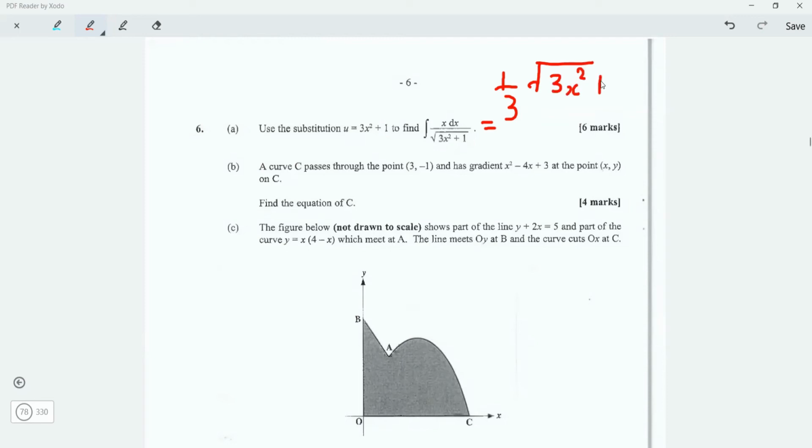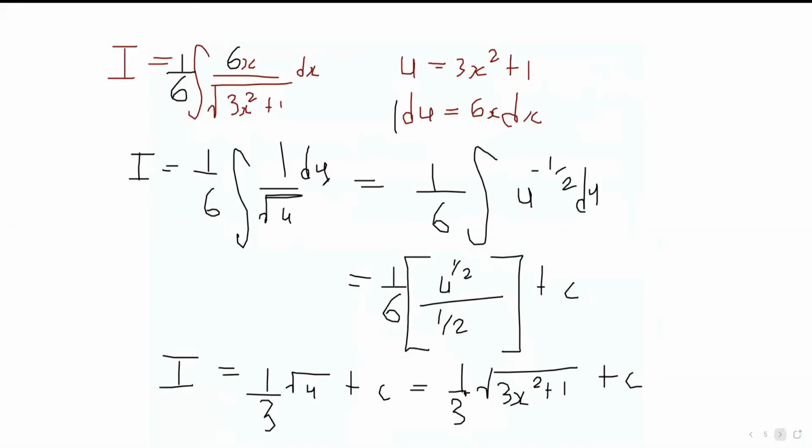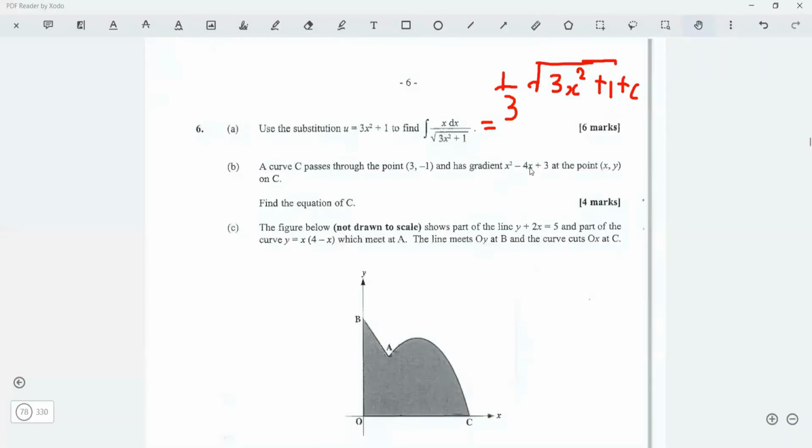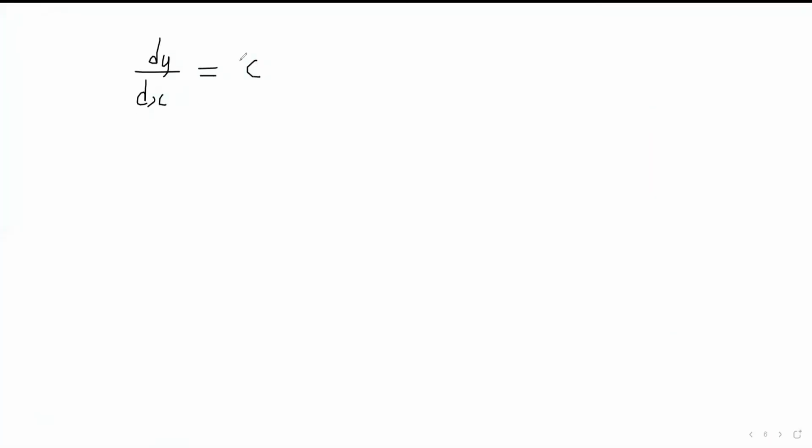Now let's attack this easy 4 marks that they're giving away. They say a curve passes through the point (3, -1), and it tells us that it has this gradient, find y. Now you realize they love asking this, unit 1 asks this, unit 2 asks this. They tell you that the gradient function dy by dx is x squared minus 4x plus 3. That's dy by dx: x squared minus 4x plus 3.